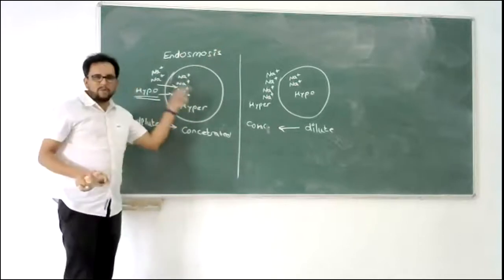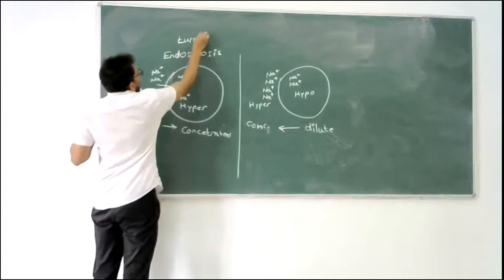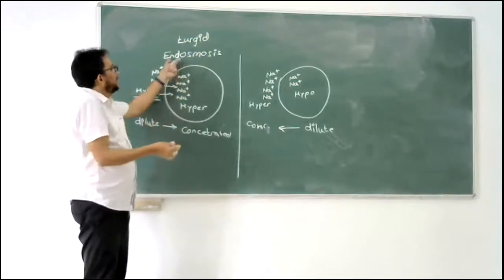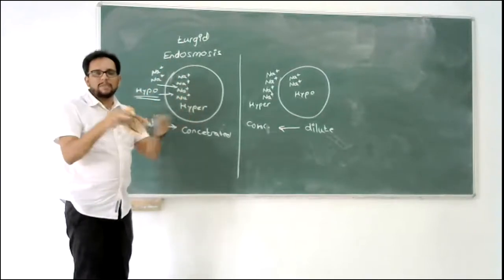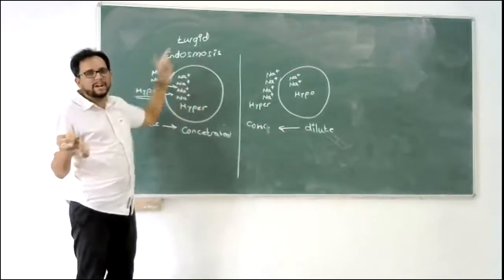Now if the water is moving inside, the cell will become turgid. Right? Because you can imagine you are filling more and more water inside the cell. So obviously there will be a lot of water inside the cell. The cell walls come under real tension, and that's what leads to turgidity.